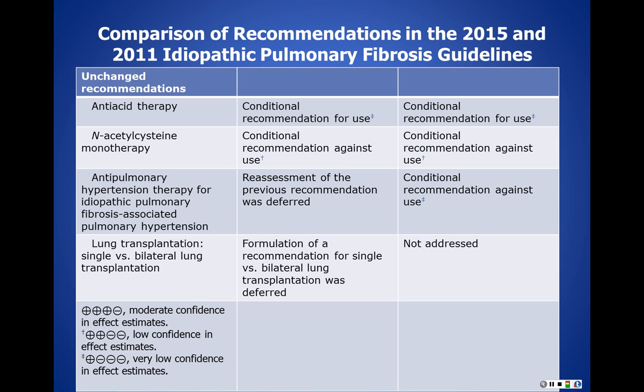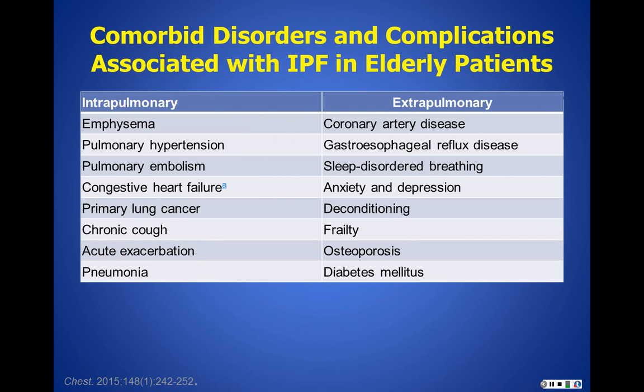To summarize these guidelines, if you have a patient with IPF, you do the pulmonary rehab, you treat their cough, you treat their gastroesophageal reflux disease. The 2 medications I talked to you about, nintedanib and pirfenidone, have conditional approval. Lung transplantation is the modality of choice. And a lot of other things, please don't do. Okay? And the comorbid disorders and complications associated with IPF in elderly patients, you can divide them into intrapulmonary and extrapulmonary. If you treat these things, you can improve the quality of life.